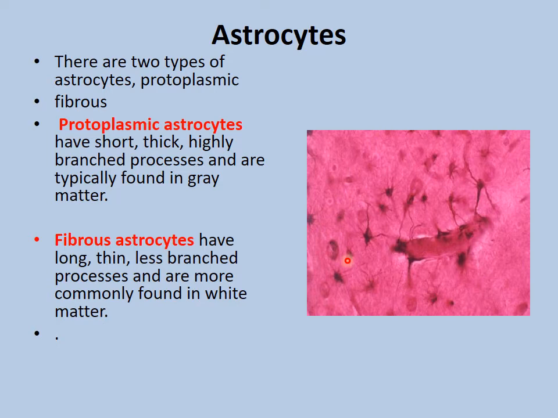There are basically two types of the astrocytes, the protoplasmic astrocytes and the fibrous astrocytes. The protoplasmic astrocytes are found in the gray matter. They have short, thick, and highly branched processes. Whereas the fibrous astrocytes are found in the white matter, and they have long, thin, and less branched processes.